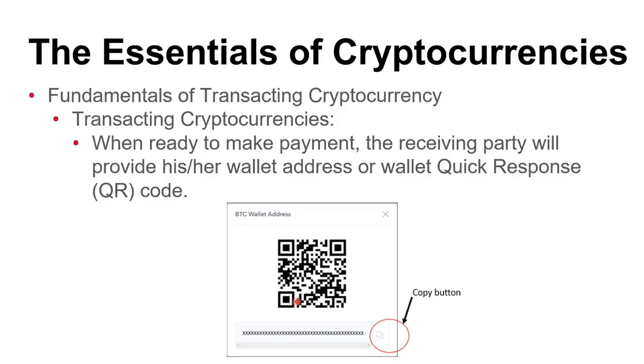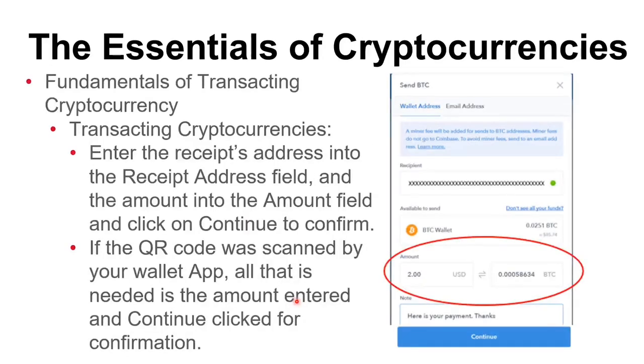And when you're transacting, when you're ready to receive a payment, the receiving party will provide his or her wallet address, usually through a quick response code. And then you'll enter the recipient's address into the recipient address field. So this could have been taken by a scan, and the amount is entered, and we click confirm. If the QR code was scanned by your wallet, that's all that's needed. You just simply need to enter the amount. So your keys are still very long, and they can be very frustrating to enter manually, so that's why QR codes are quite popular.